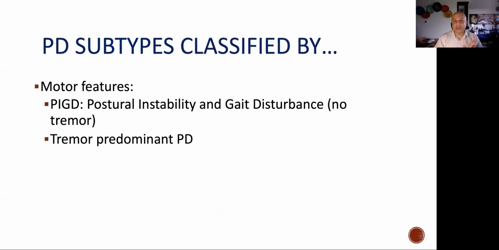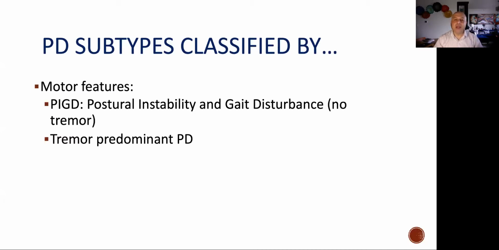So currently we are classifying Parkinson's disease subtypes by motor features because that's the most obvious thing. The two most common subtypes we see in Parkinson's disease are people without tremor, and people with tremor. The group without tremor is most commonly called PIGD, or postural instability and gait disturbance. In this particular subtype, people have problems with walking, they have axial problems and balance problems, but really no tremor whatsoever. And then you've got the tremor predominant Parkinson's disease subtype.